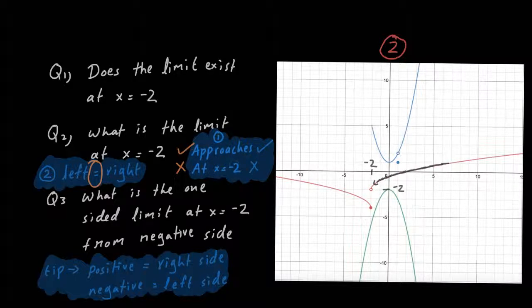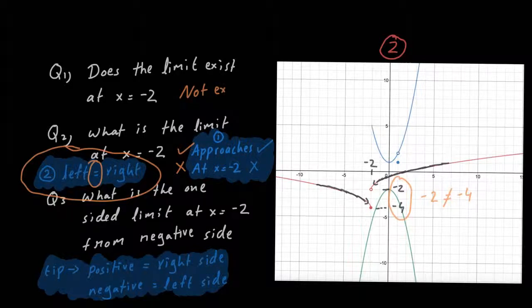But if we look at the graph from the negative side or the left side, we can see that it is approaching negative 4. So our rule number 2 over here is not being met because the left side and the right side are not equal. Hence, the limit does not exist. Question 2.